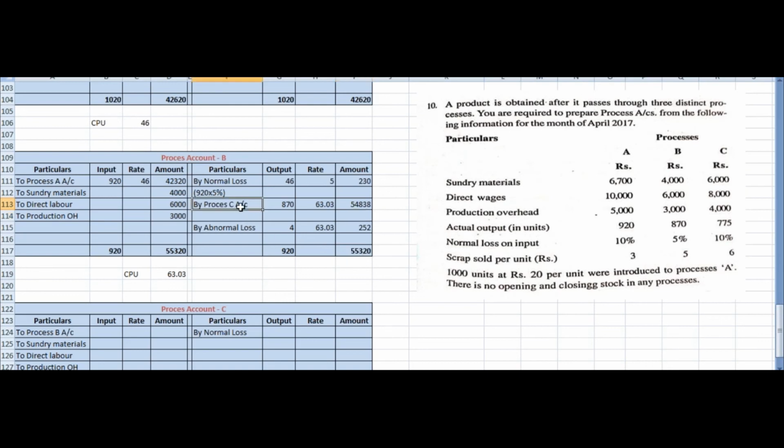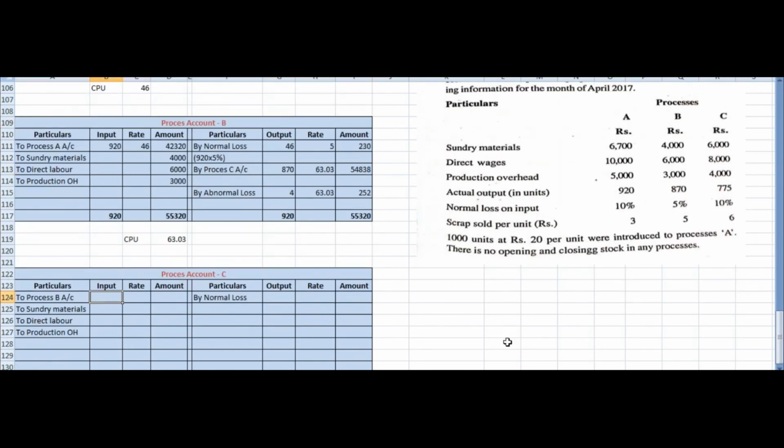Now we move to process C. This one transfers here, process C to process B: 870 units and 63.03, value 54,838. Now sundry materials in the question 6,000, then labor wages 8,000, then next is 4,000. Finish. Our output is how much? 775. The last process output is transferred to finished stock.